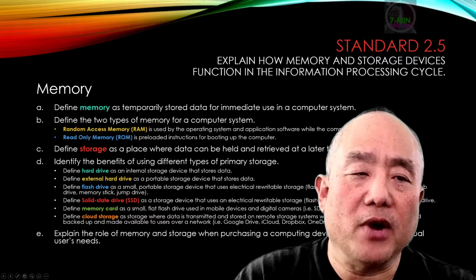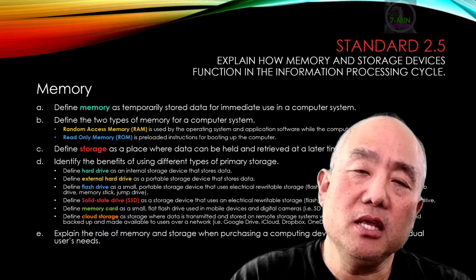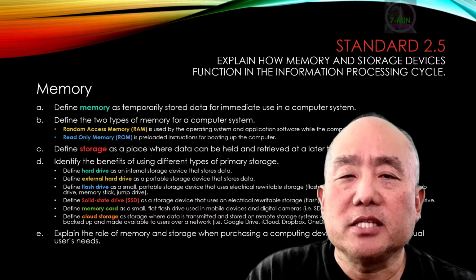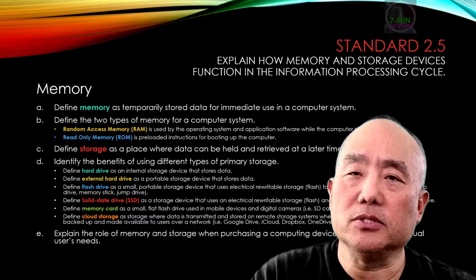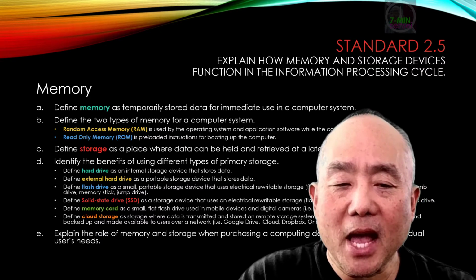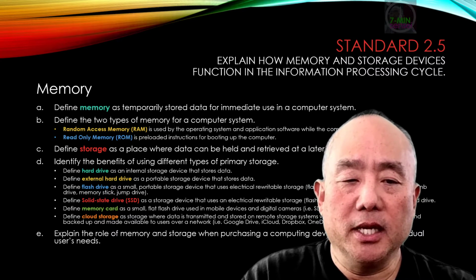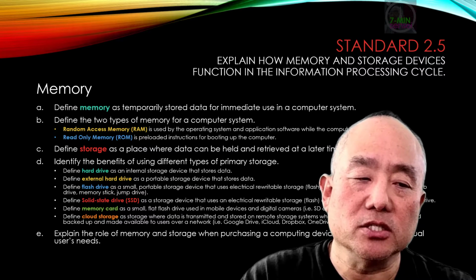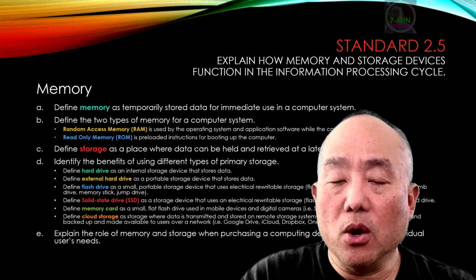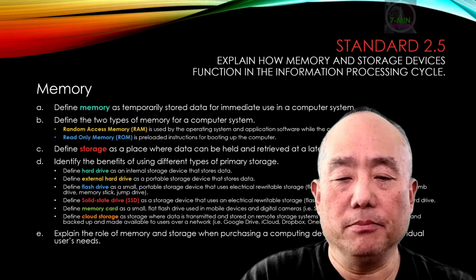Standard 2.5 will explain memory and storage devices and function in the information processing cycle. Memory. It's a temporary stored data for immediate use in a computer system. There are two types of memory: random access memory, which is the most volatile memory. It is used by the operating system and application software only while the computer is running. Read-only memory, or ROM, it is non-volatile memory.